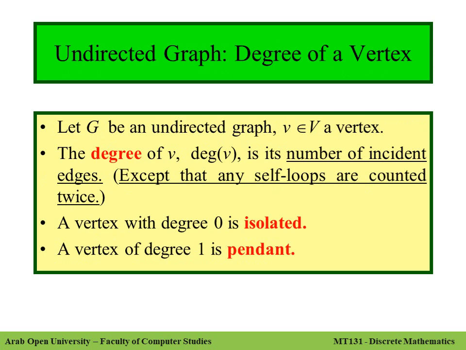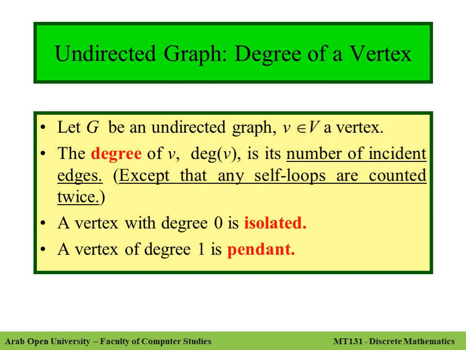Now we would like to talk about the degree of a graph, the degree of a vertex, starting with an undirected graph. G again is an undirected graph. V is a vertex. The degree of V, and we write it DEG of V, is short for degree of V, is the number of incident edges.